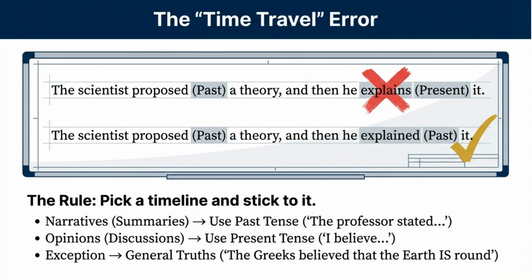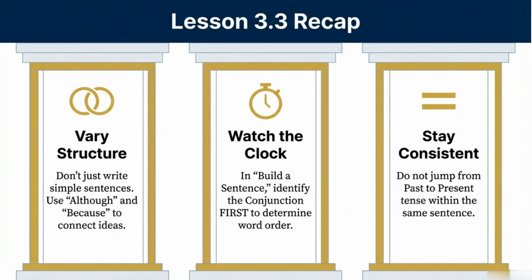For narratives, use past tense. For opinions, use present tense. The only exception is general truths. You can say, the earth is round, even if you are talking about ancient history, because it is still true today. Let's recap the core principles.